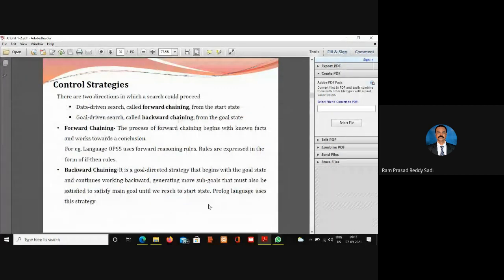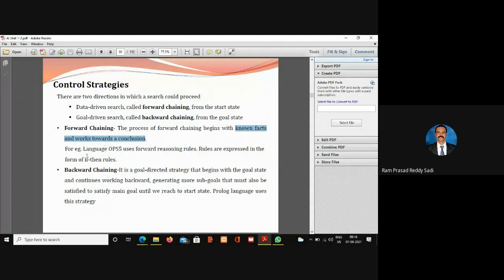So there are two directions in which a search can proceed. What are those two directions? One is forward chaining, the other one is backward chaining. I don't know whether we discussed this in the class or not, but I have a brief idea on this. What is forward chaining? As the name implies, you always start with the initial state and try moving towards the goal state. So it begins with the known facts, that is the initial state, and works towards a conclusion, that is the goal state.